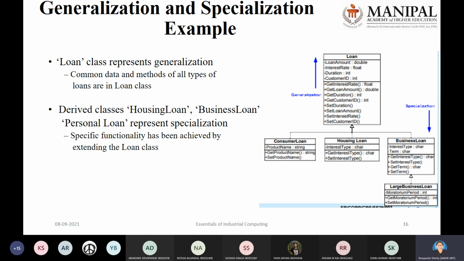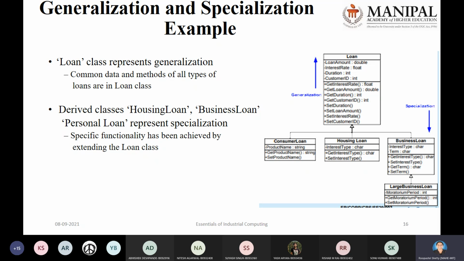So that is about generalization and specialization. Fine. So the classes corresponding to various types of loan are examples of specialization. That is housing loan, business loan, large business loan, consumer loan. These are examples of specialization. Loan class is an example of generalization. Any doubts? This is an example.